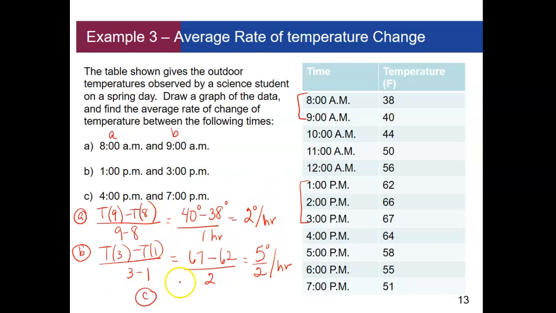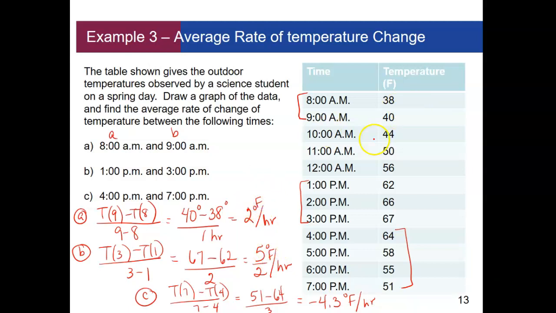And then on C, we've got T of 7 minus T of 4 over 7 minus 4. So on that one, we're looking at this interval here from 4 to 7. So T of 7 is 51. T of 4 is 64. Over 3, we end up with negative 4.3 degrees, and that's Fahrenheit per hour. So I could have put the Fahrenheit on each of these.